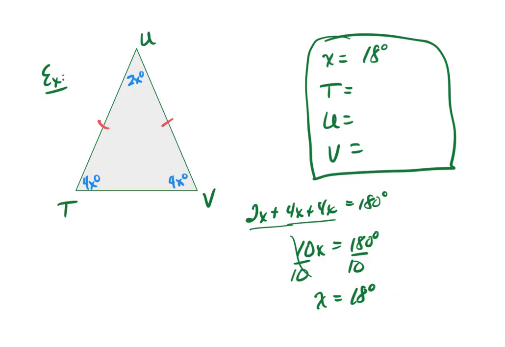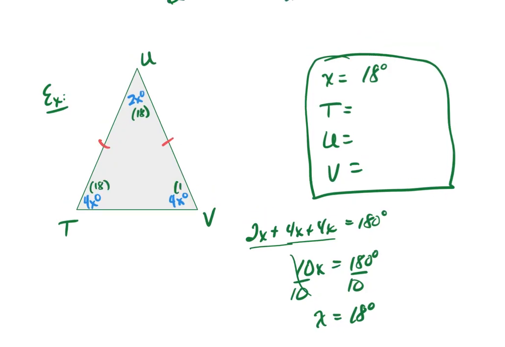And once we know the value of x, we can then go over to our triangle and put 18 in wherever we see an x, so that 2 times 18 would be 36 for angle U. 4 times 18 would be 72 for angle T, and 4 times 18 is 72 for angle V. And so our 4 values are 18, 72, 36, and 72.